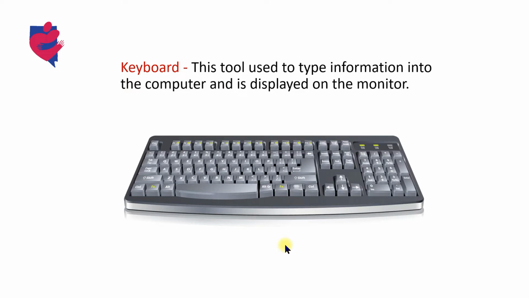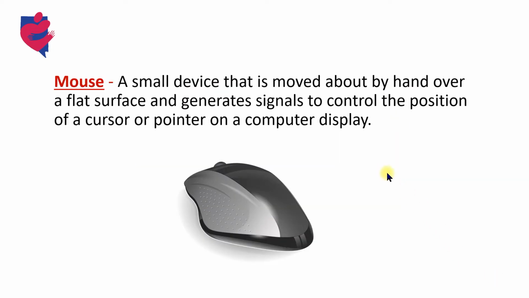The keyboard is another important tool. This tool is used to type information into the computer that is displayed on the monitor. The mouse is also very important because the mouse moves things around. You can move it on a flat surface. It generates a signal to control the position of the cursor in case you need to click on something, change something, or all this is displayed on the computer display.